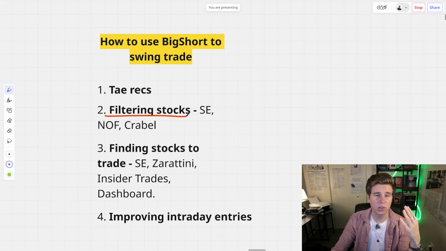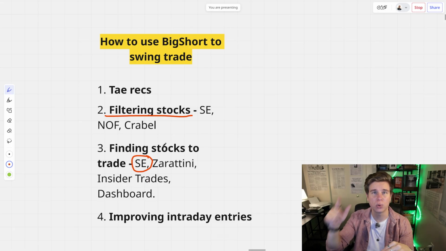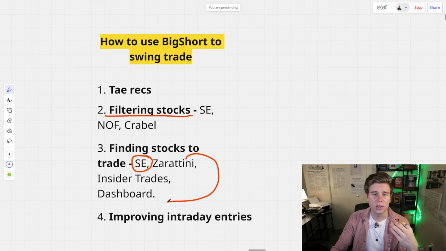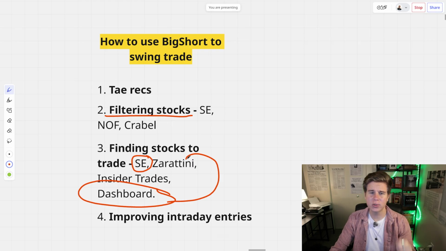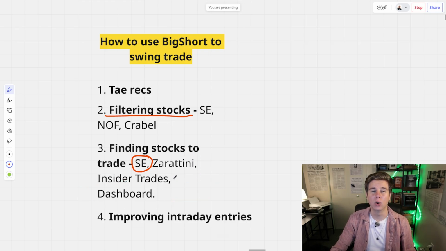That is actually filtering stocks that you already have, but you can also use the same approach to find new stocks to trade. So we already went over short exempt. You can use short exempt in the dashboard to find potential stocks with a very high short exempt and look for a potential bounce or reversal. And you can also use these additional things. So once again, dashboard, you can look at NOF during the day to find potential stocks to trade, and also Zaratini and insider trades, which I'm going to go over right now.